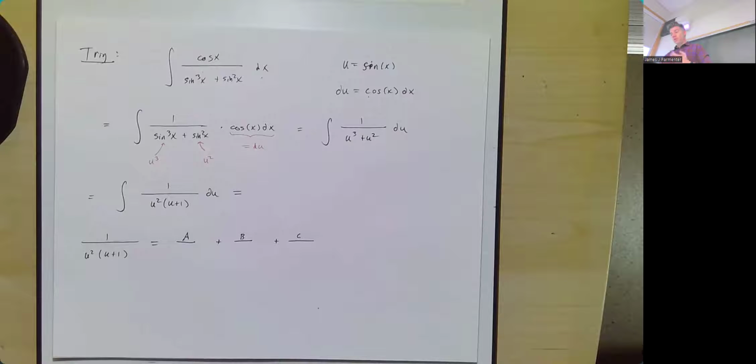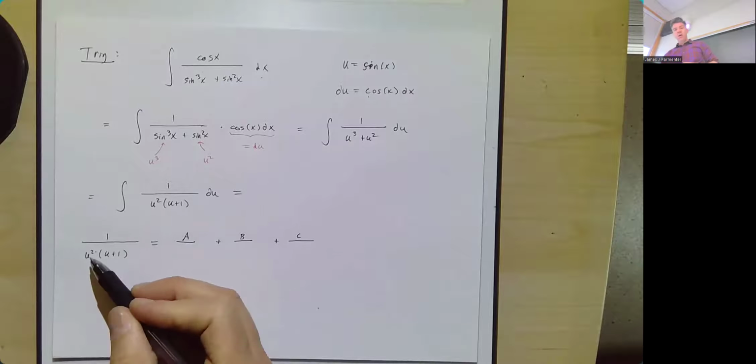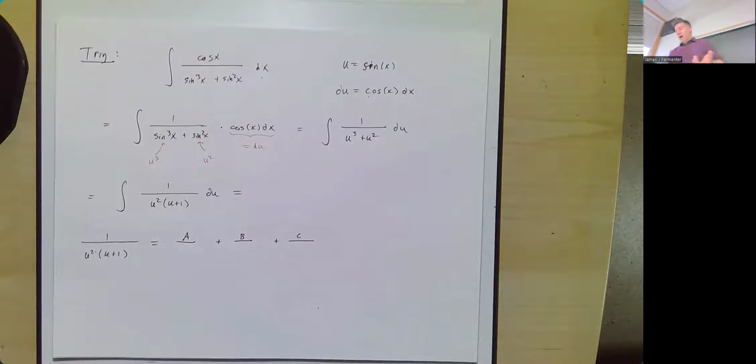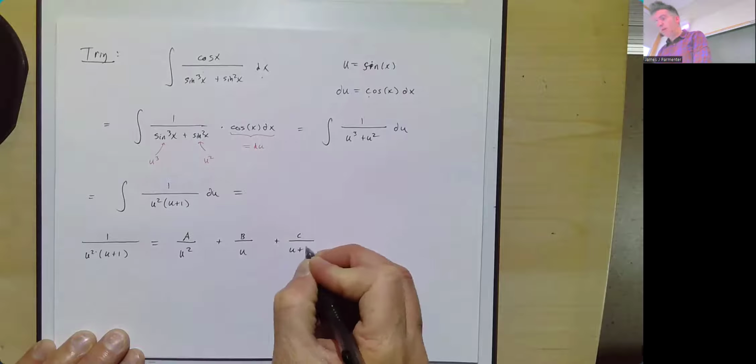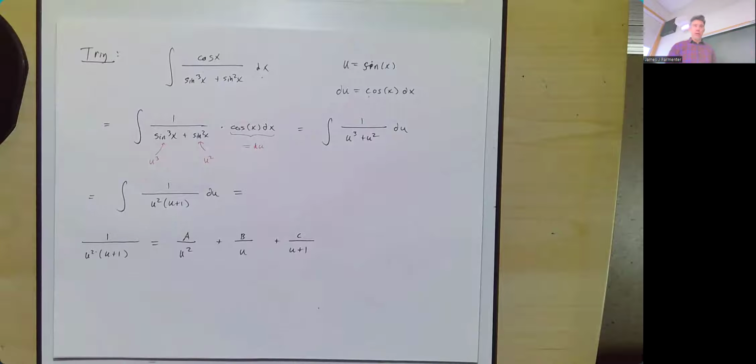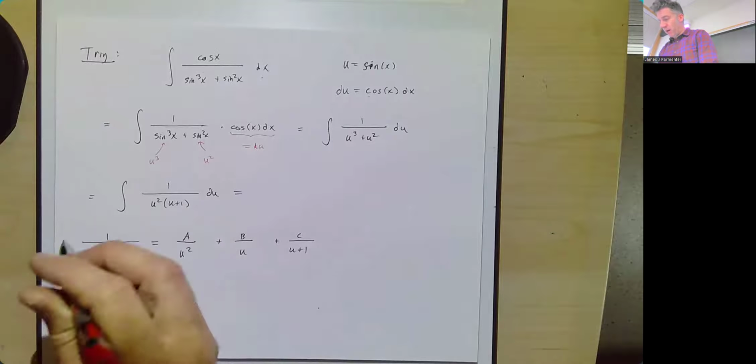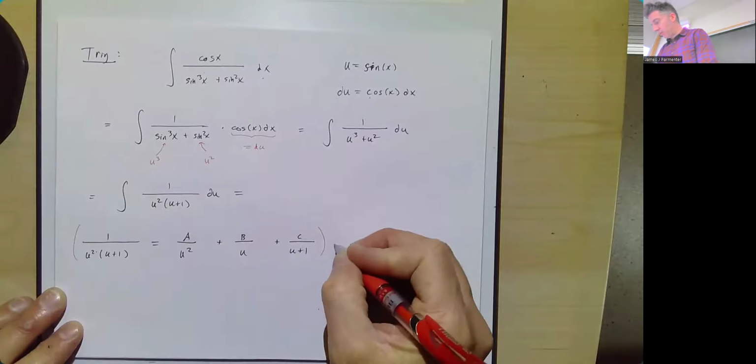You should have written that u squared is one of the denominators, u to the first is one of the denominators, and u plus 1 is the other denominator. Because if you have something to a higher power, you need every lesser power out of it as well. I would probably pick the order u squared, u, and u plus 1, but it doesn't matter which order you write them in. Then we multiply both sides by the common denominator, u squared times u plus 1.